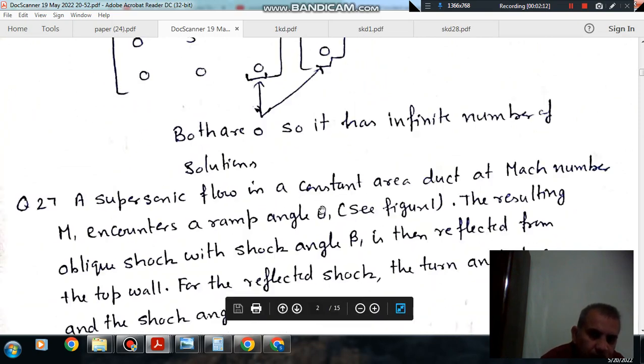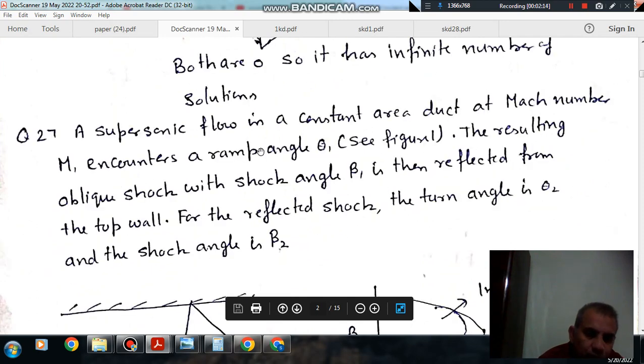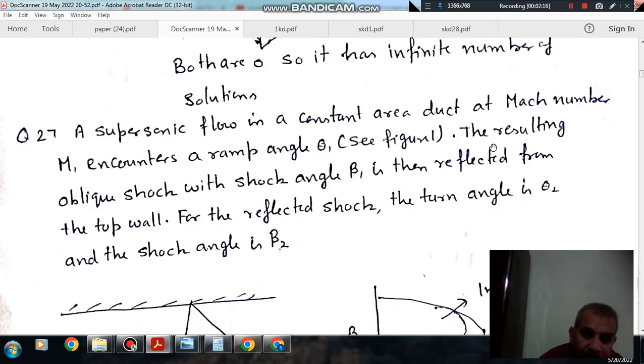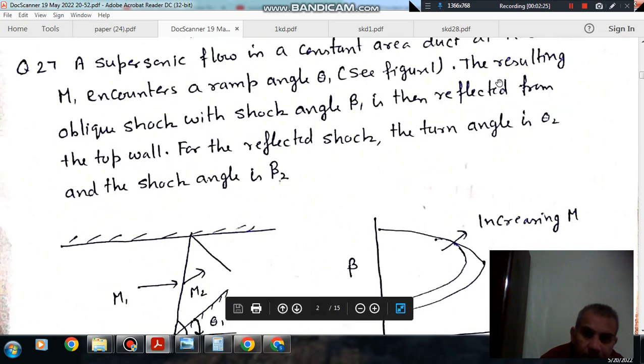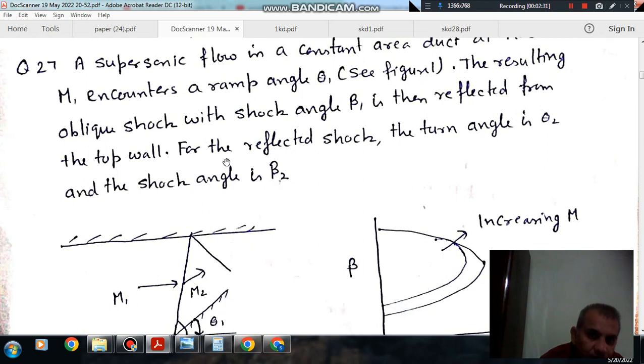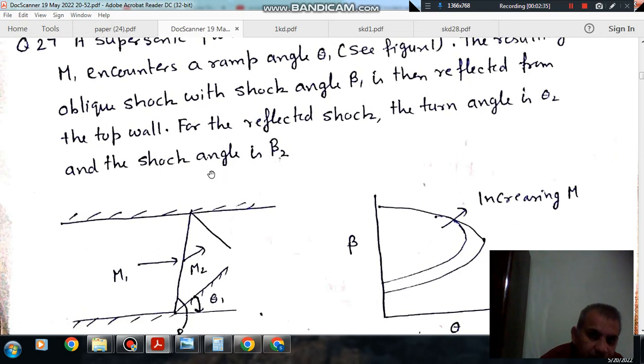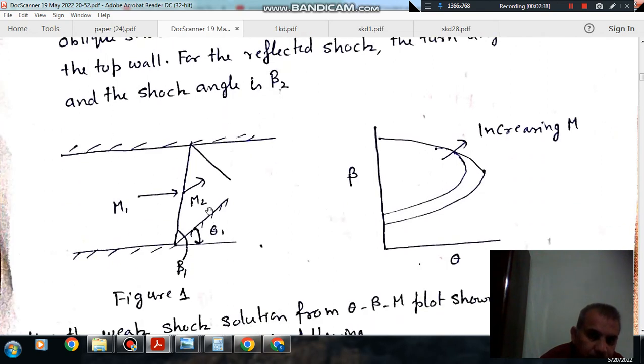Next, a supersonic flow in a constant area duct at Mach number M1 encounters a ramp of angle theta 1, see figure 1. The resulting oblique shock with shock angle beta 1 is then reflected from the top wall. For the reflected shock, the turn angle is theta 2 and the shock angle is beta 2.